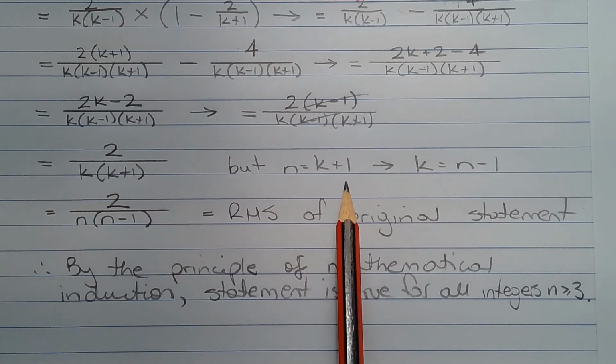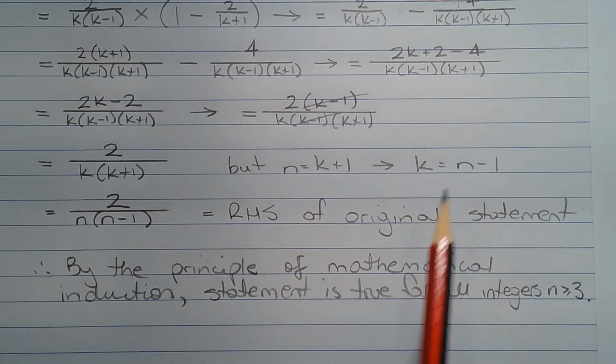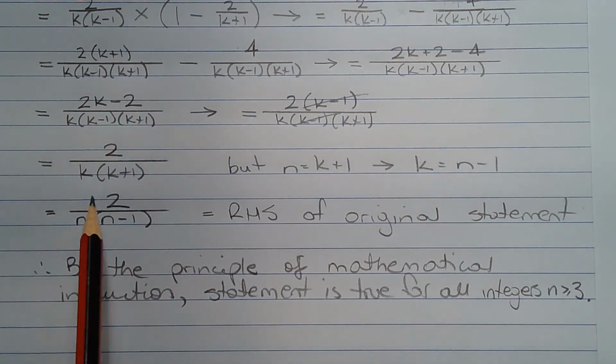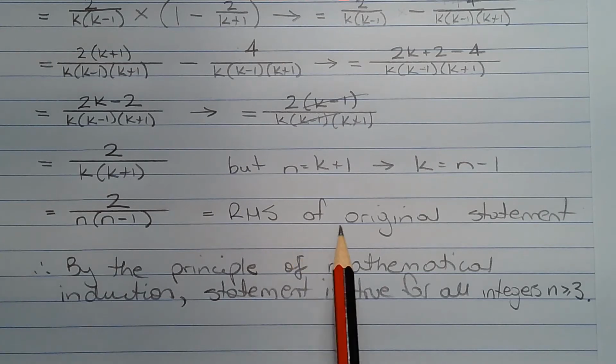But n equals k plus 1, hence k equals n minus 1. So we can rewrite this expression here in terms of n. So that equals 2/(n(n - 1)), which equals the right-hand side of the original statement. Therefore, by the principle of mathematical induction, the statement is true for all integers n greater than or equal to 3.